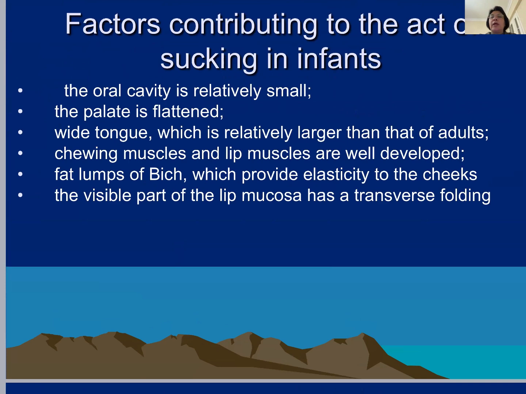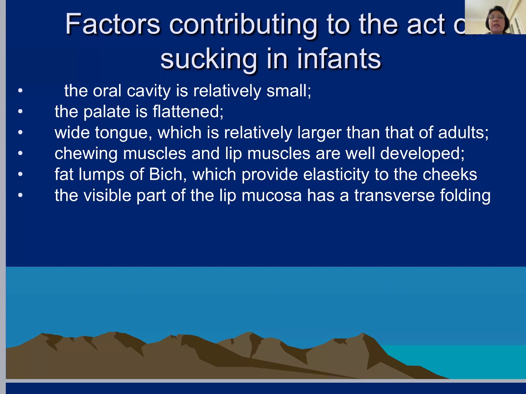Factors contributing to the act of sucking in infants. Act of sucking in infants, especially in newborns, is a very important act. So, factors contributing to this act. Oral cavity is relatively small. The palate is flattened. A white tongue, which is relatively larger than that of adults.